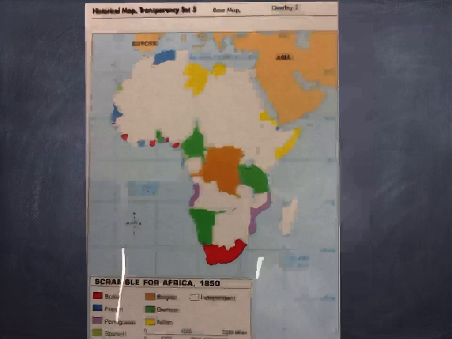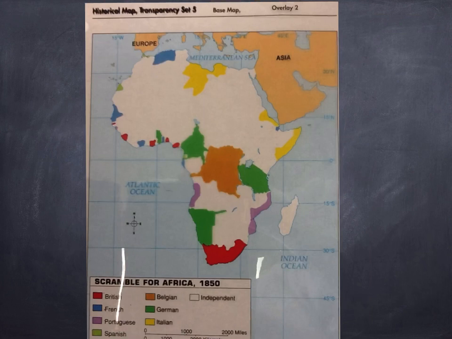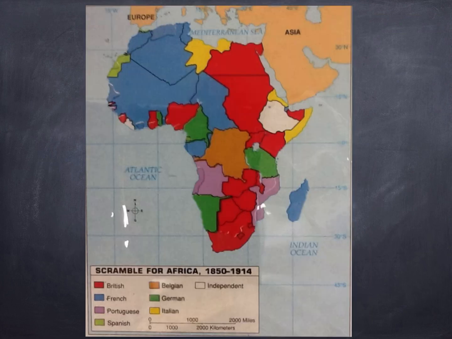Now, in that same year, 1850, the Belgians are going to take the Congo, the Germans are going to take some areas, and the Italians are going to take some areas. Now, that's 1850. Now, by 1914, which is the year that World War I starts, you can see that basically all of Africa was taken.